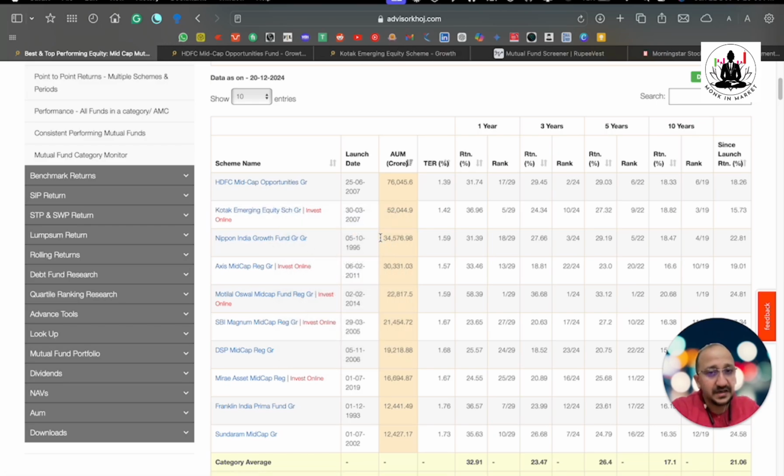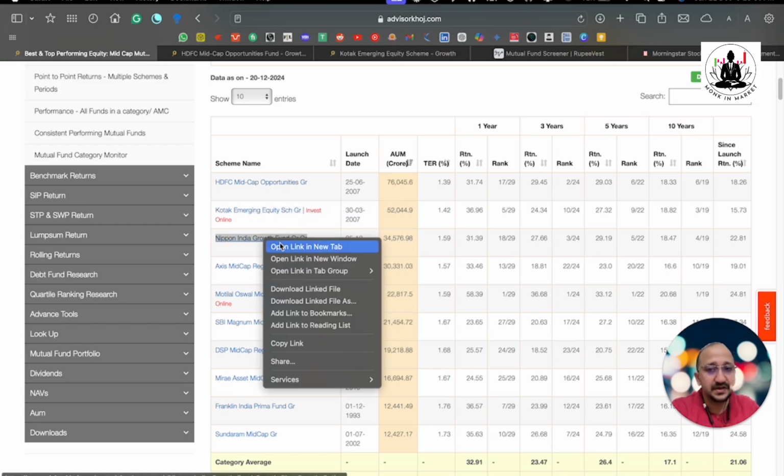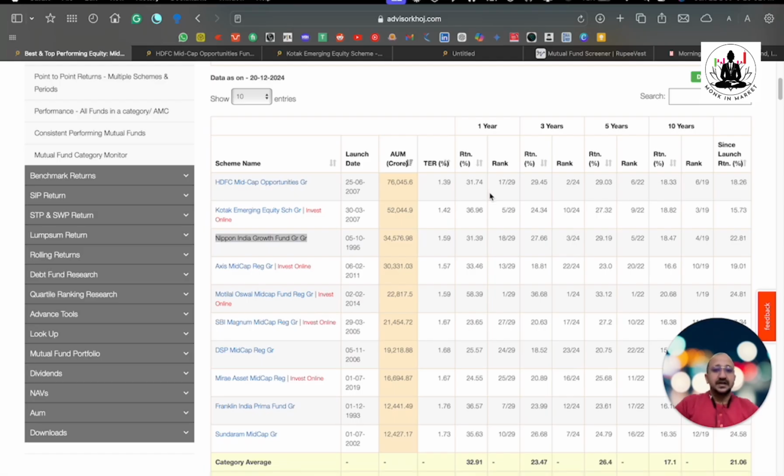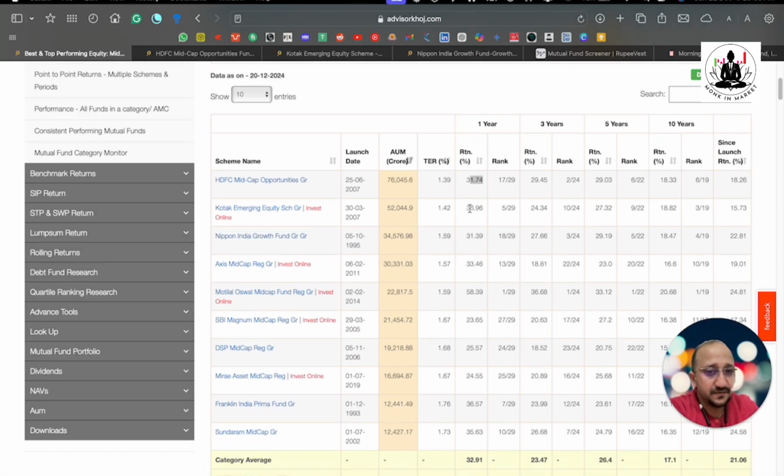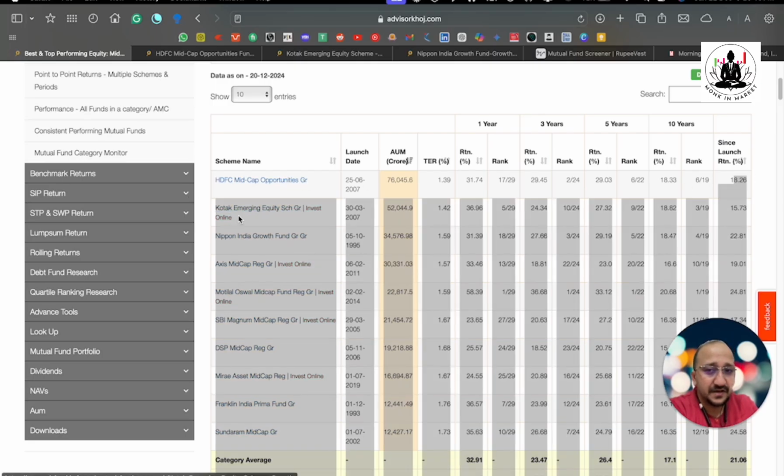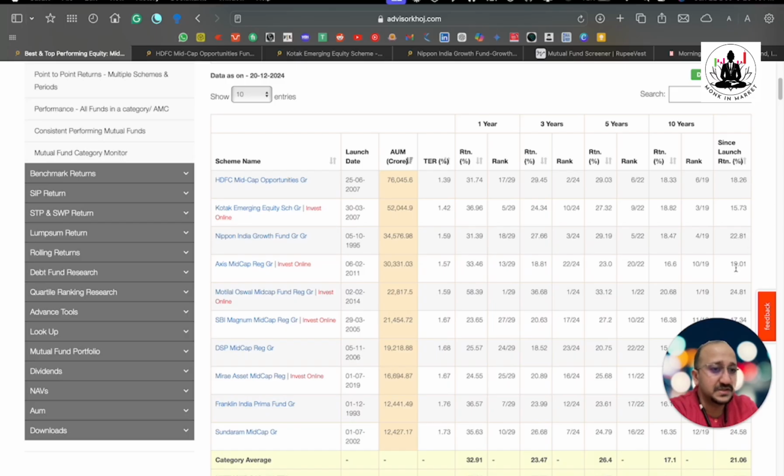Nippon India is handling 34,000 crores. So let's see these funds. Over here you can expect 1 year return is 31%. This is absolute return, guys, absolute point to point return. And this is CAGR, average of every year. So you can see 18% return you're getting from this one, 22% from this, 19% for this.